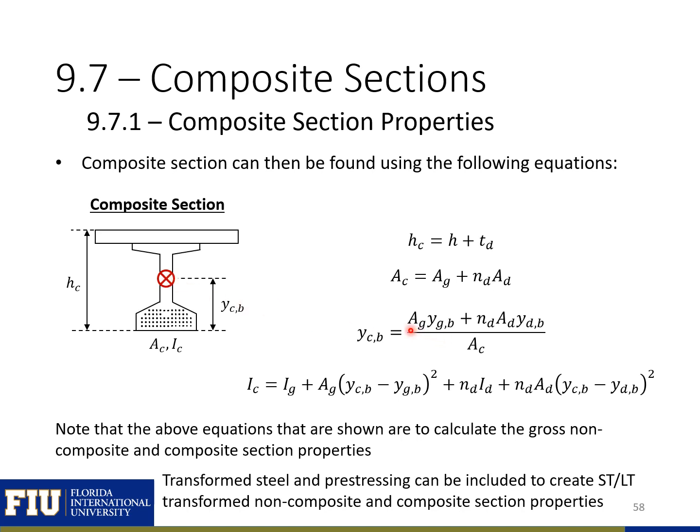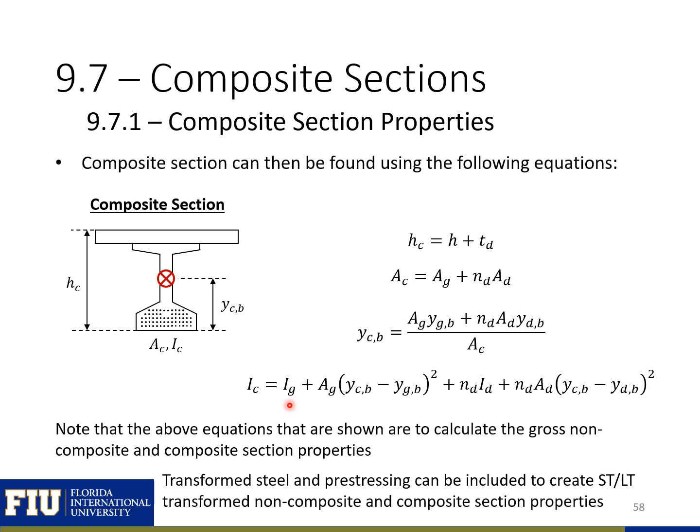again, we just take the area of our gross section times the distance between the bottom and the centroid of our gross section, plus the transformed area of our deck times the distance between the bottom and the centroid of our deck, divided by our total composite area. Then our composite moment of inertia, we can use parallel axis theorem.